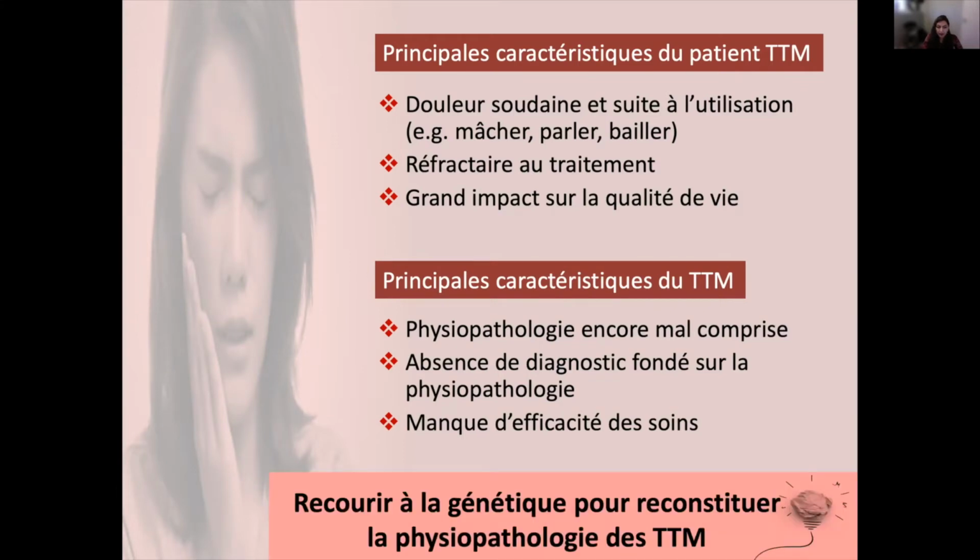We don't know much about its pathophysiology, there is a lack of pathophysiology-based diagnosis, and we don't have much effective care. It's just palliative care to help patients go through their painful episodes. So for studying this situation, genetics has come to help.